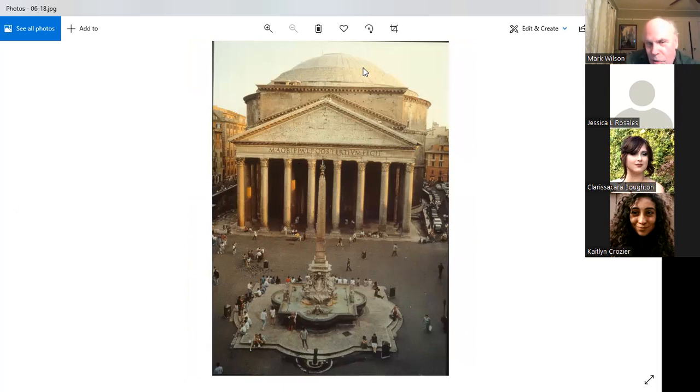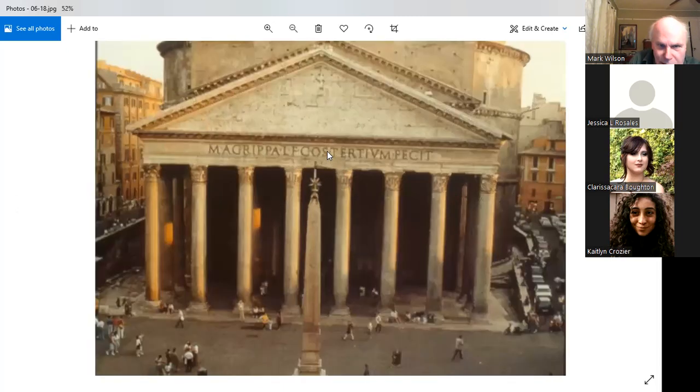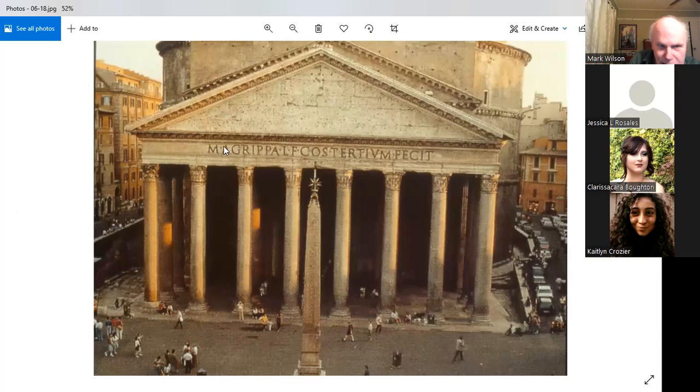So the concrete is smooth. They're all real textures. There's no simulated textures. Now here there is carved line. By the way, this mentions the name of the architect, Marcus Agrippa.